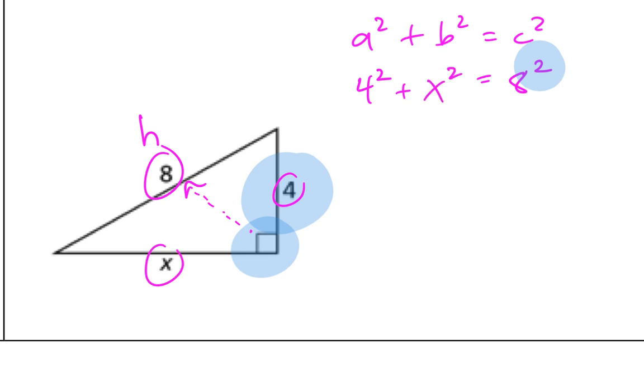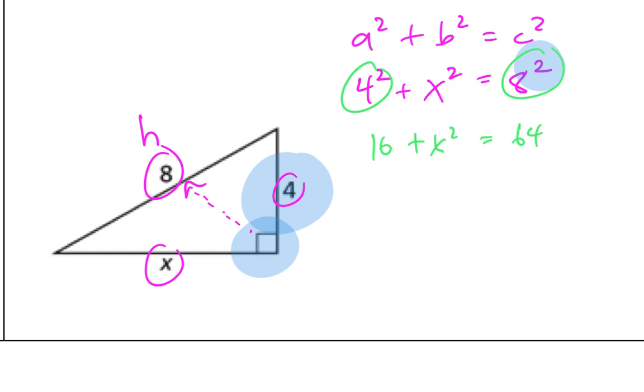Now let's just do the math. We're just going to work from left to right just like we normally do. If I put that into my calculator, 4 squared will give me 16, plus x squared, just going from left to right. If I put that in my calculator, 8 squared gives me 64.